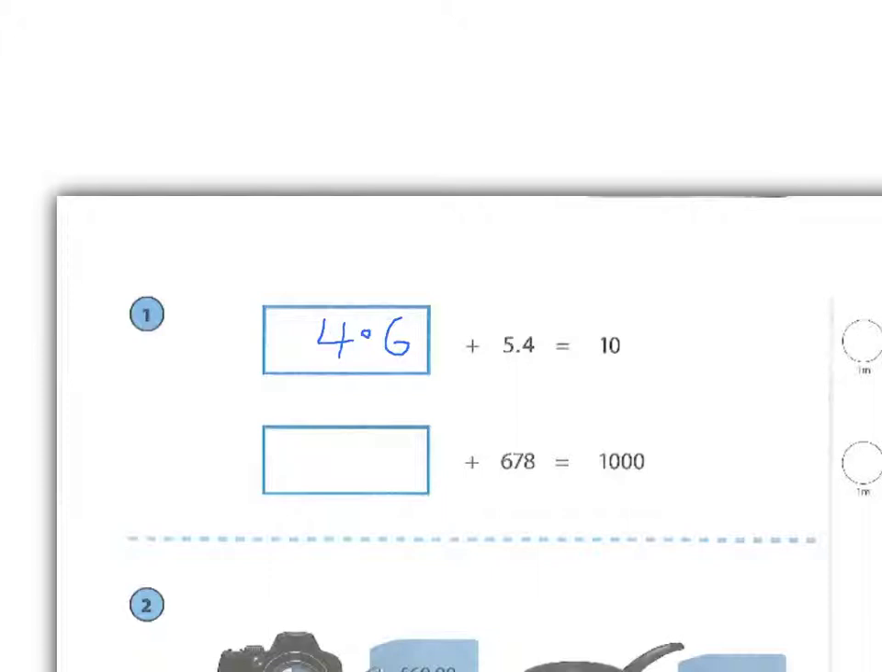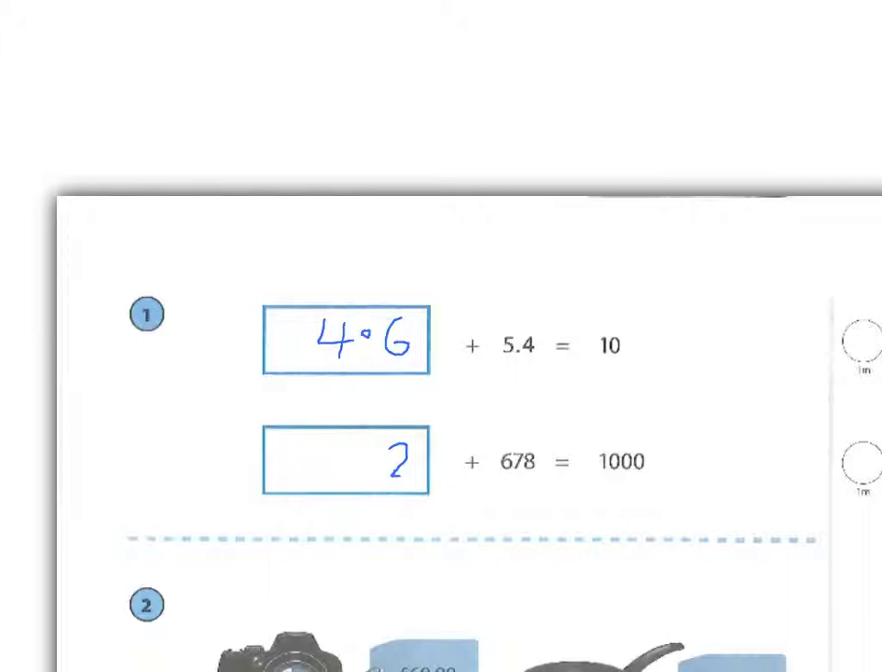Now, the second one is very similar. What I would do is add on to the 678 until I get up to 1,000. So what would I add on to 78 in order to get up to 80? Well, that would be 2. So I'm at 680 now. So what would I add on to 680 to get up to 700? Well, that would be 20.